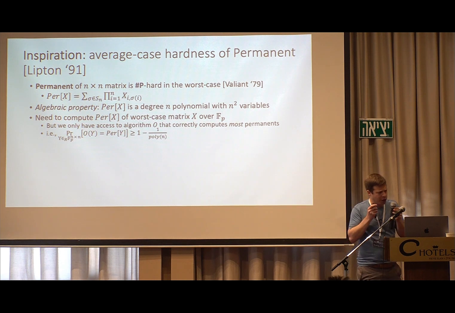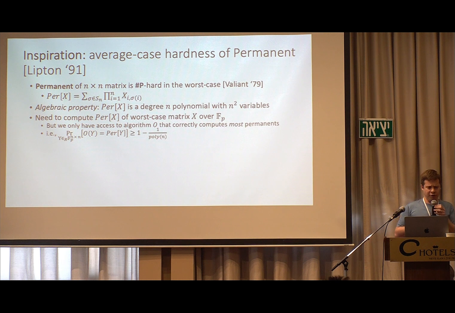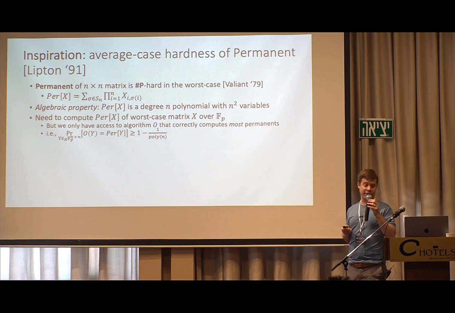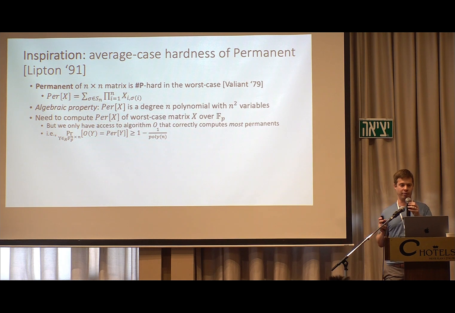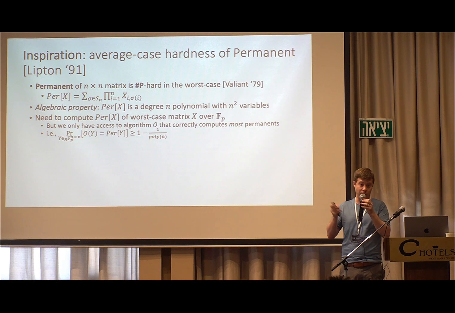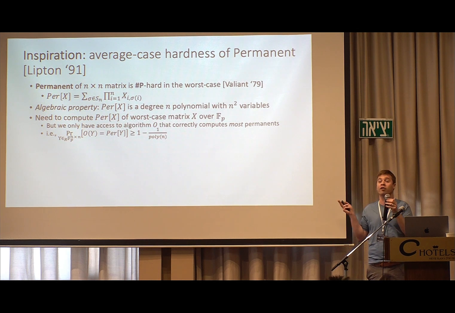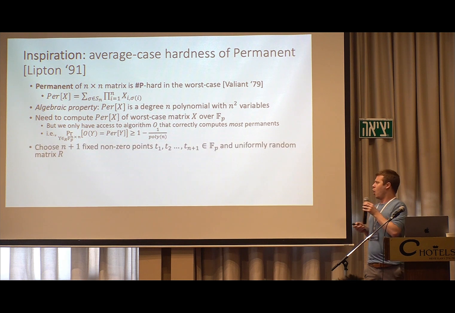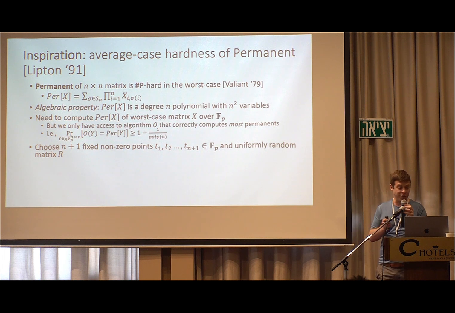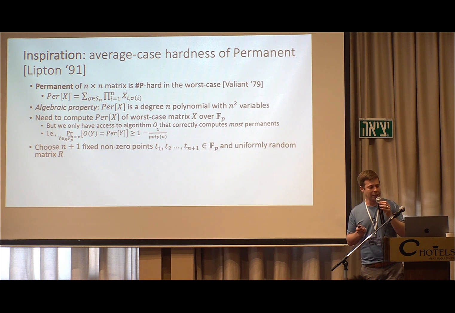All right? And so, what Lipton shows is really brilliant. I think it's a very simple way of computing the permanent of our worst case matrix, whatever matrix you want, an arbitrary matrix, using this faulty algorithm that we don't know when it works and when it doesn't. We just know it works most of the time. Okay, and it's a very simple polynomial extrapolation argument. The idea is as follows. We choose n plus 1 fixed non-zero points in our field. Let's call them t1, t2, through t_{n+1}.